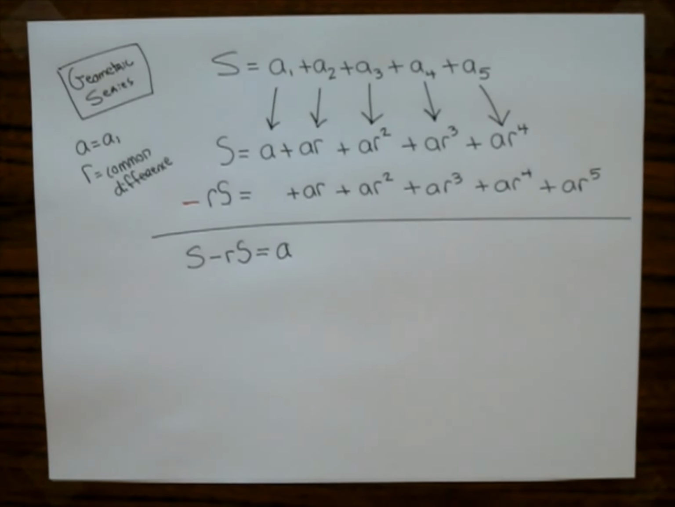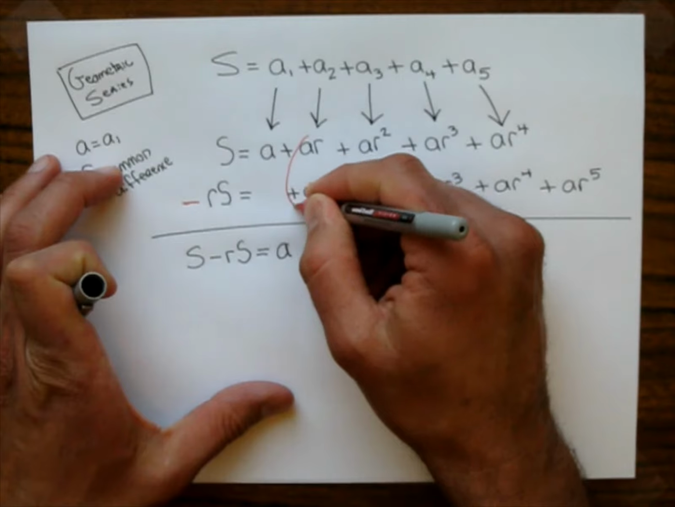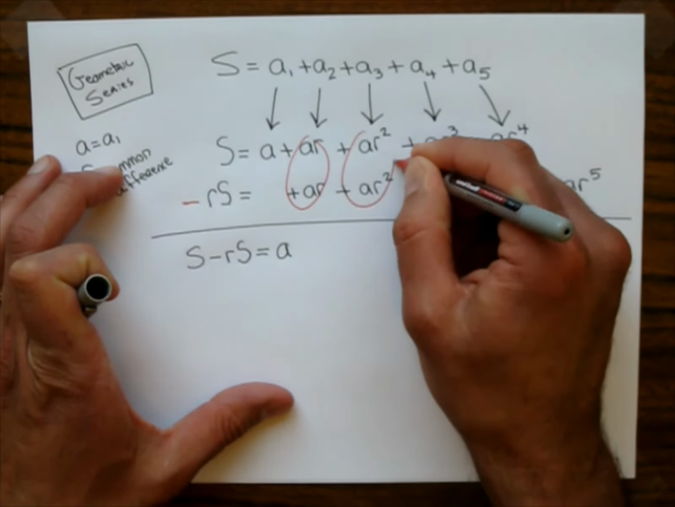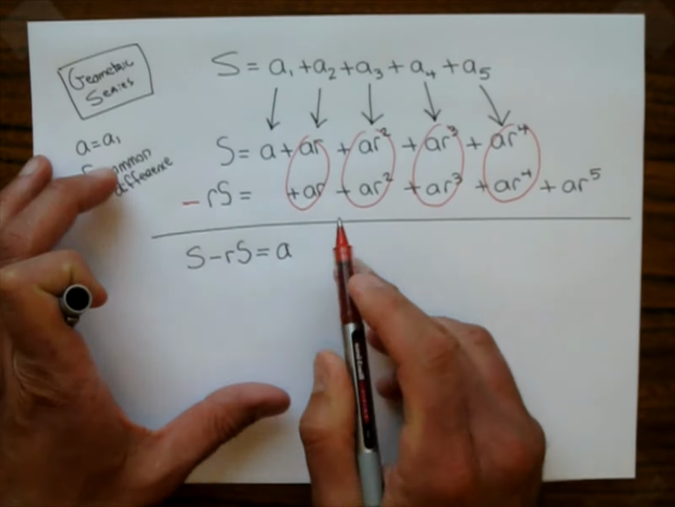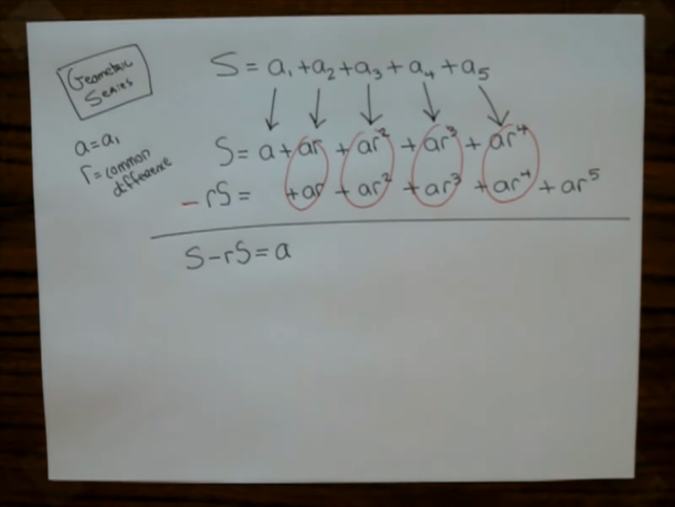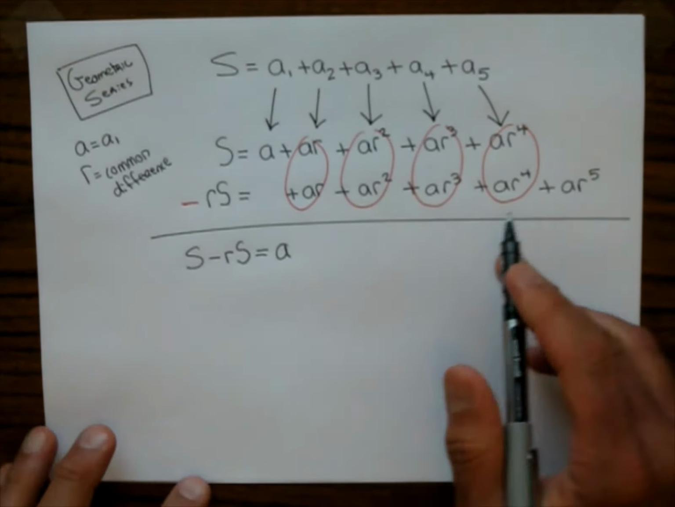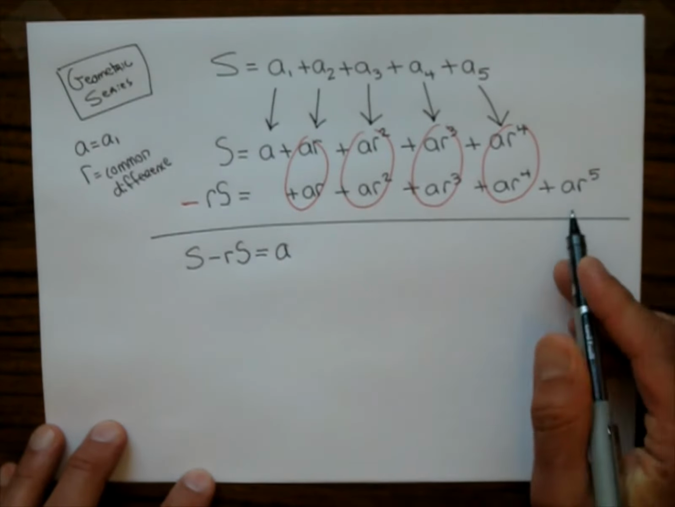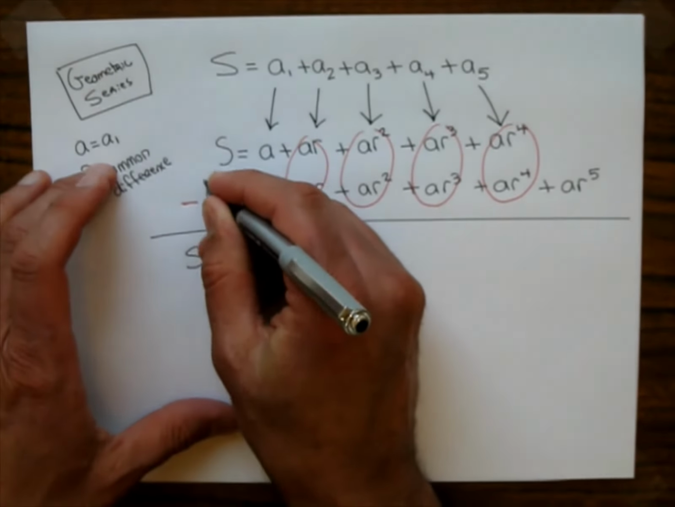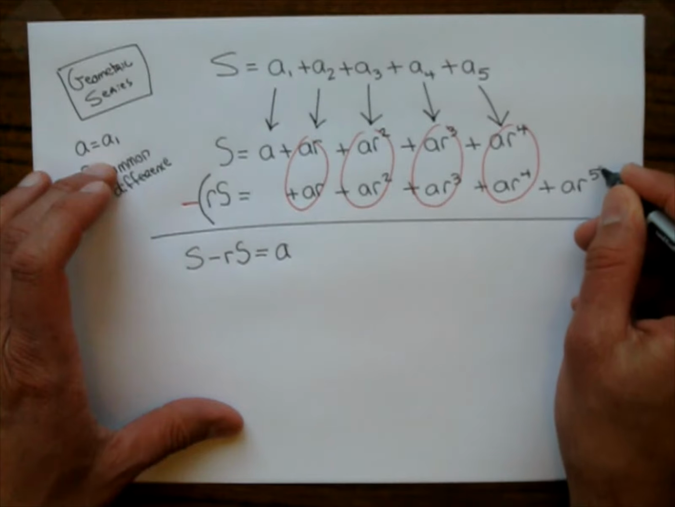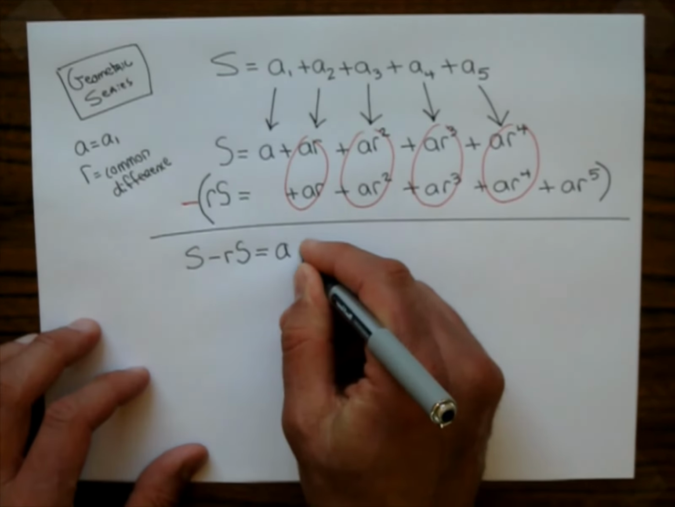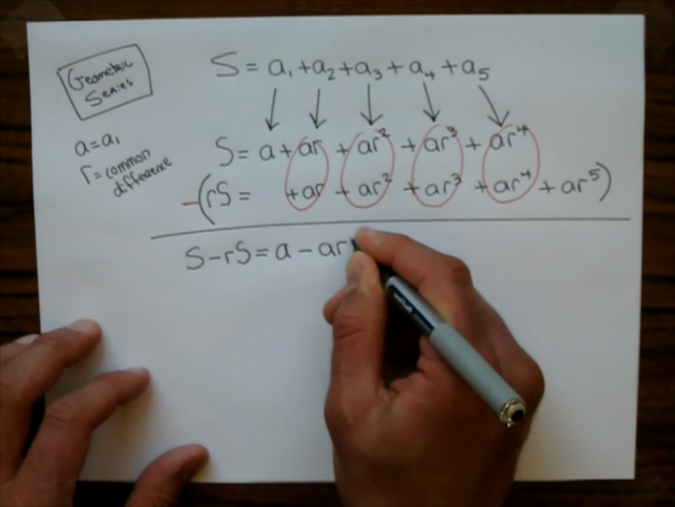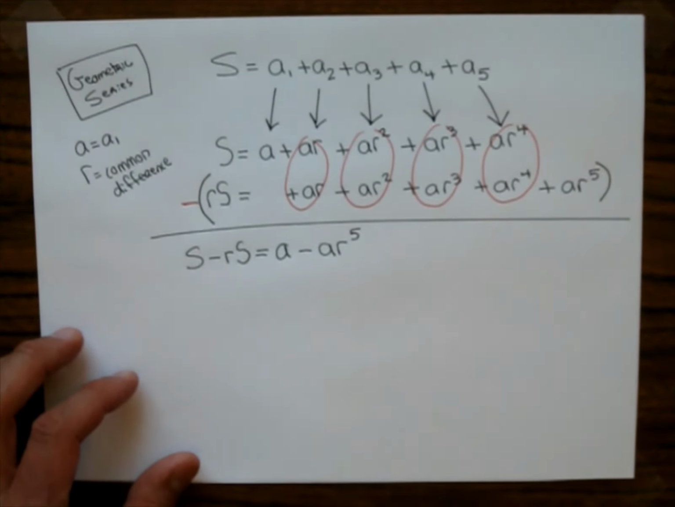But what happens to all these guys right here? Well, I'm not adding them. Remember, I'm subtracting them. So they're going to go away. Those are just 0. And then I have a 0 up here minus. So let's put parentheses around this equation. Minus an AR to the 5th. So this is going to be minus AR to the 5th.